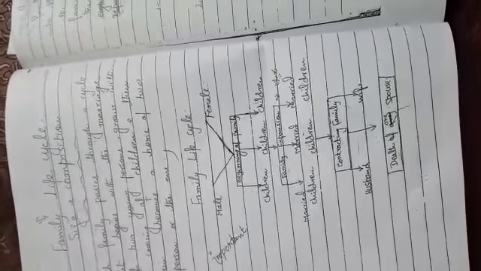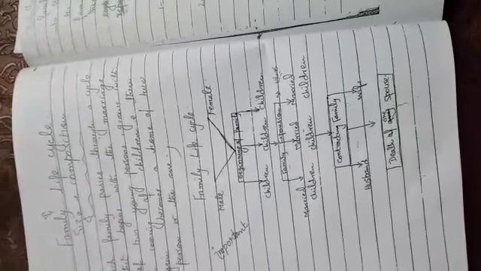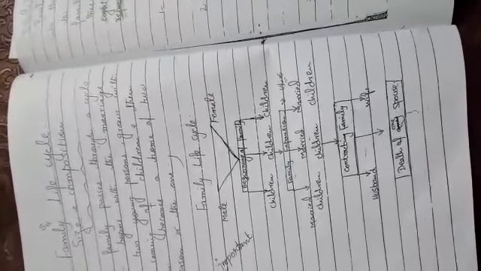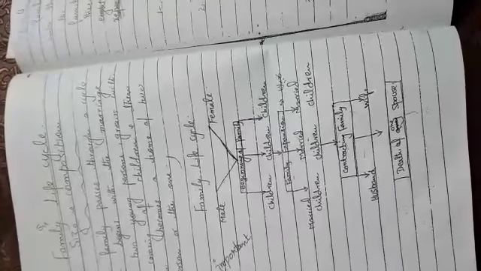And there is a diagram of family life cycle in which you can very easily see the stages of family life cycle. The first one is beginning of family, then family expansion, then contracting family, and then end of the family.